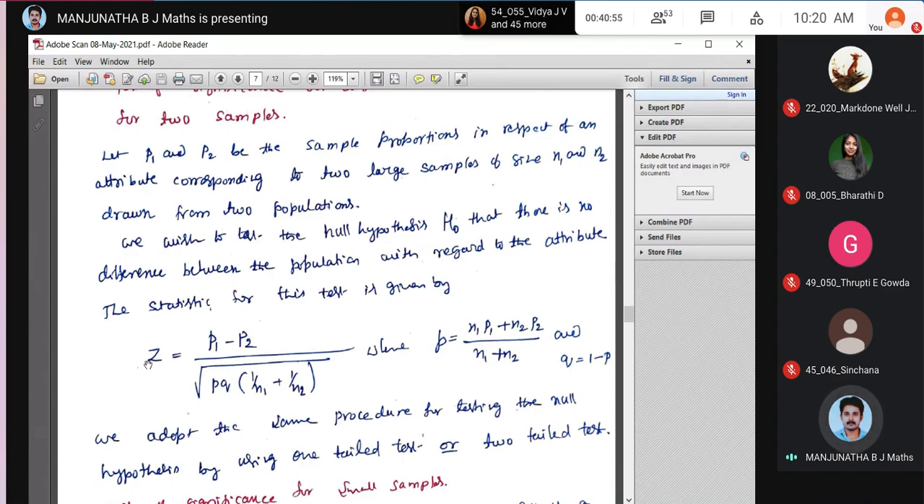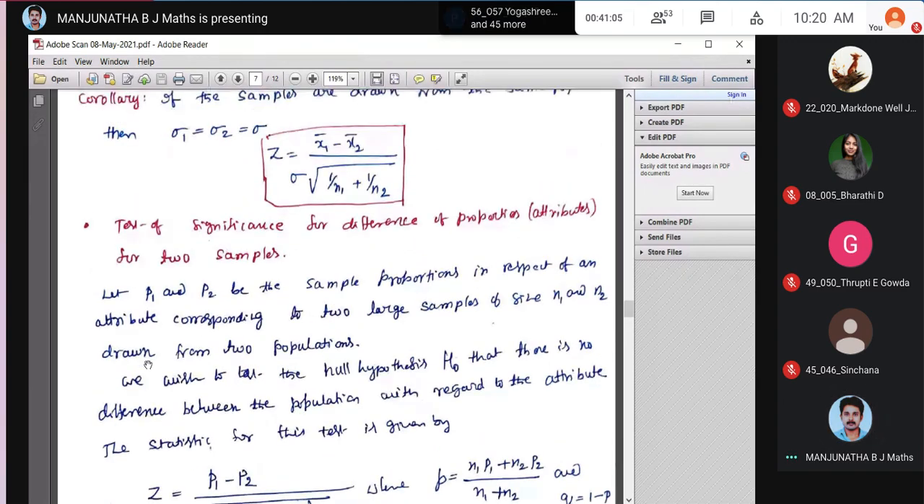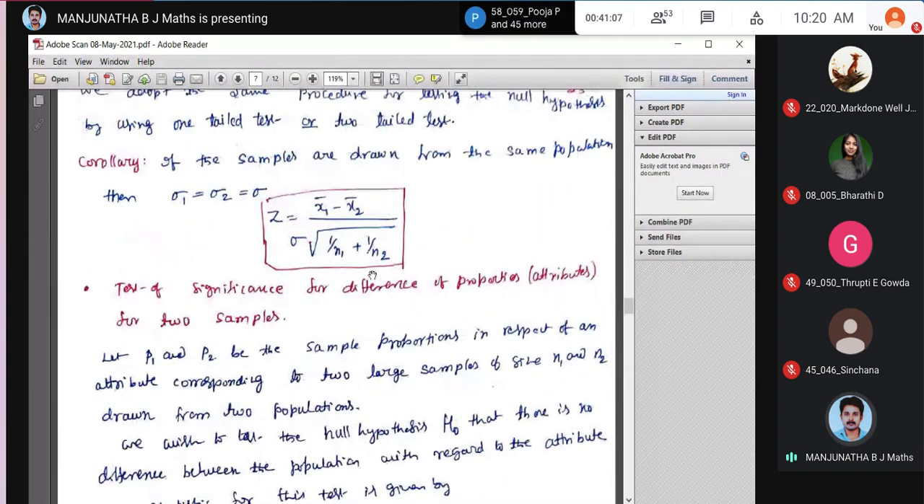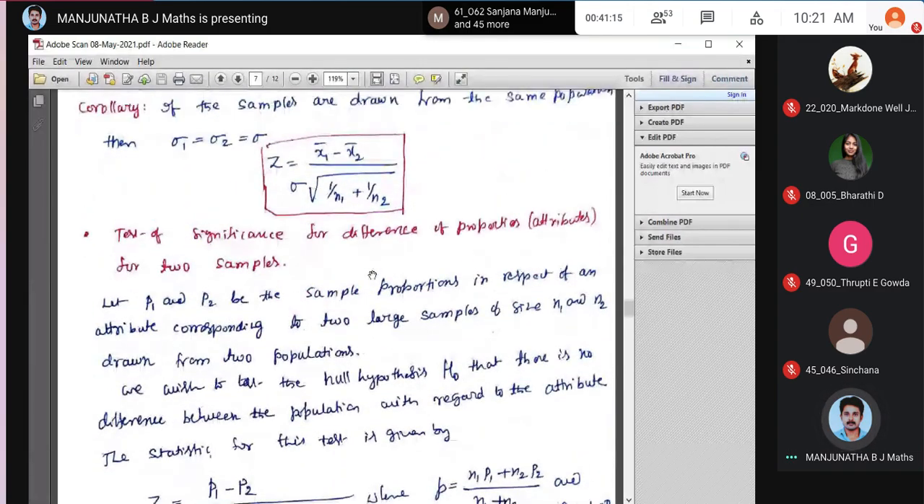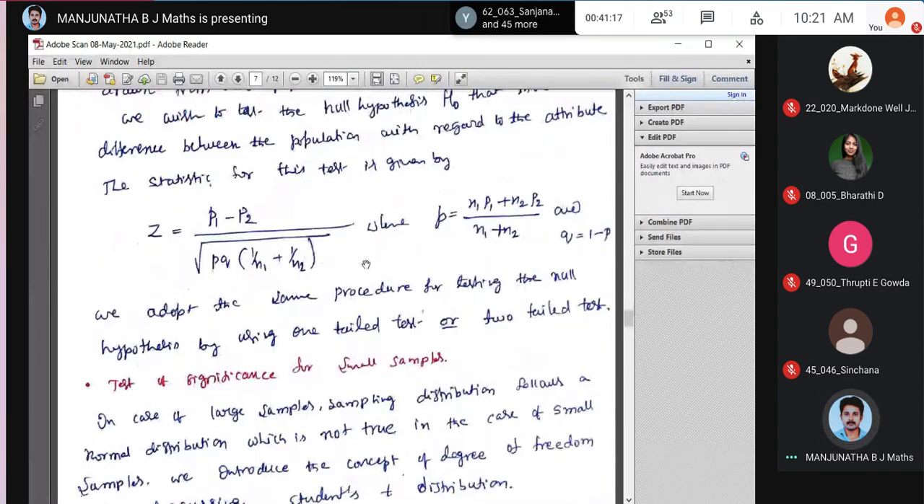So we adopt the same procedure for testing the null hypothesis by using the one tail test or two tail test. So if you have difference of means and difference of proportions, in the sense of attributes, we go through the one tail test or two tail test. But the formula is different. Z is here, mean is given. Here Z, look at the available data.